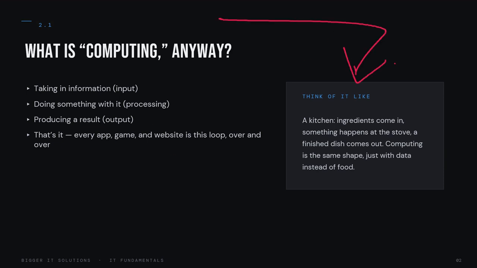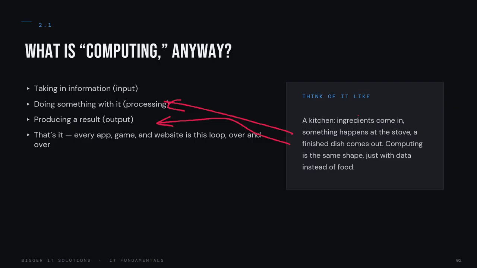So think of it like this: the kitchen. Go into the kitchen. Your ingredients come in, that's our input. Something happens at the stove, that's the processing. And the finished dish comes out. The dinner comes out. That is our output. So there's the output, the processing, and the ingredients would be the input. And that's the same shape, same idea, just with data instead of food ingredients. We take this piece of information, we put it into the computer, it does something with it, and boom, we get something out of there.